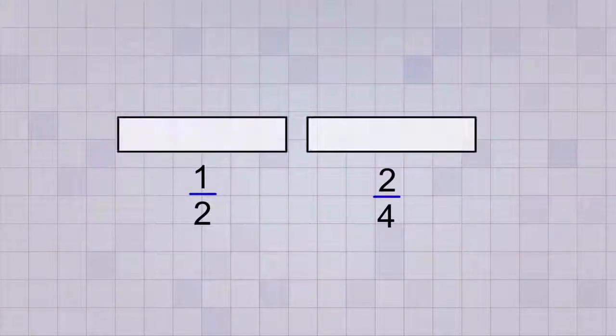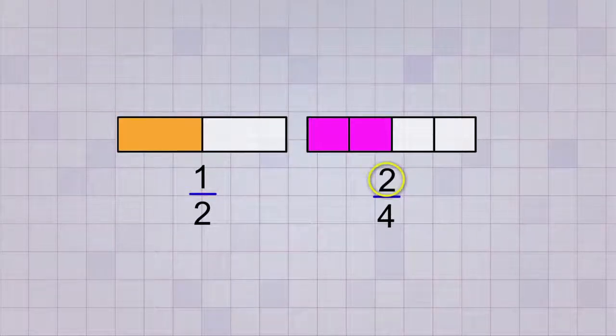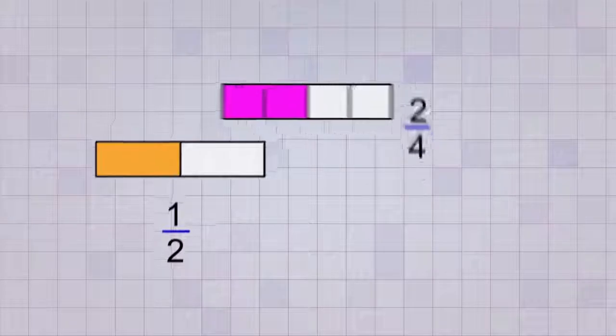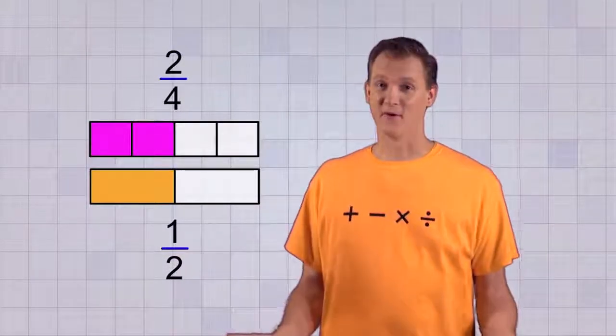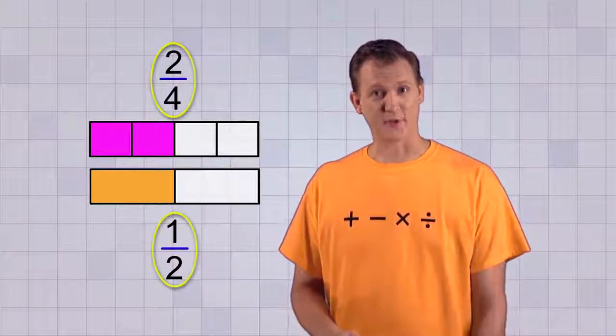Again, we start by drawing rectangles and dividing them up into parts. 2 on this one and 4 on this one. Next, we shade the parts of the rectangle according to our top numbers. 1 on this one and 2 on this one. Now, all we have to do is compare. Well, what do you know? The same amount of each rectangle is shaded. That means these two fractions are equal.